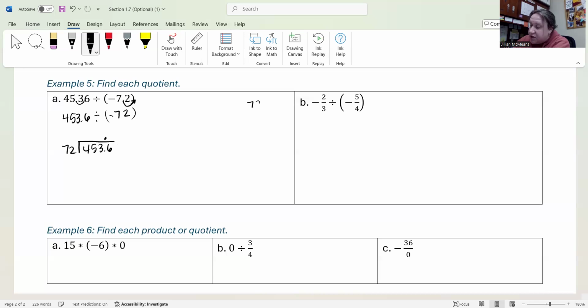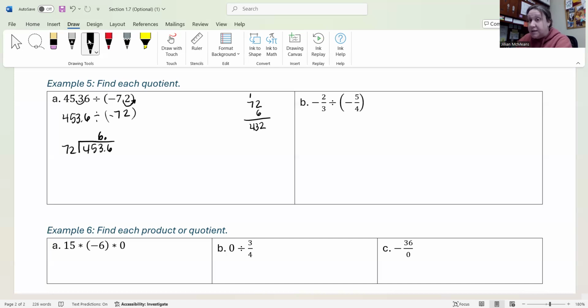Let's see what 72 times 6 is. You do a little side work. Well, 6 times 2 is 12. I carry a 1. 6 times 7 is 42, plus 1 is 43. So that was a really great estimate. We're like, okay, using our skills with estimation, we think 72 could go into 453 6 times, and that is true. 72 goes in 6 times.